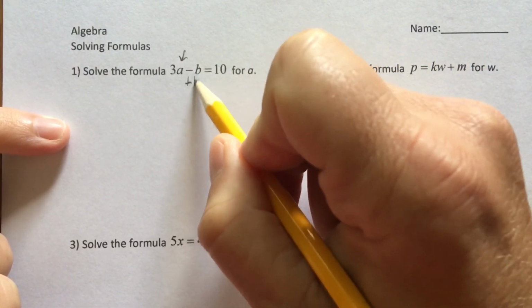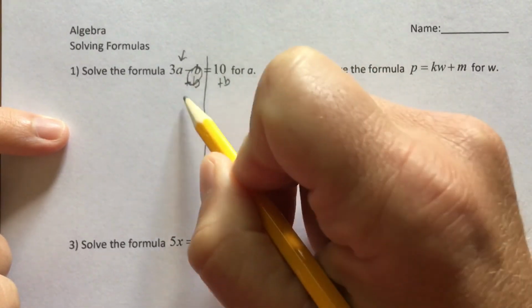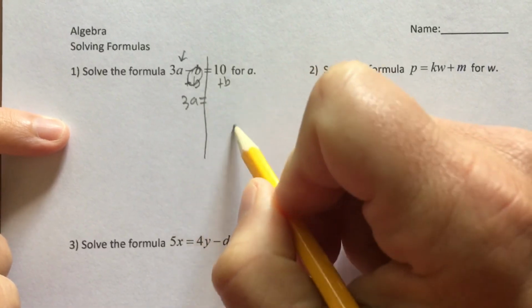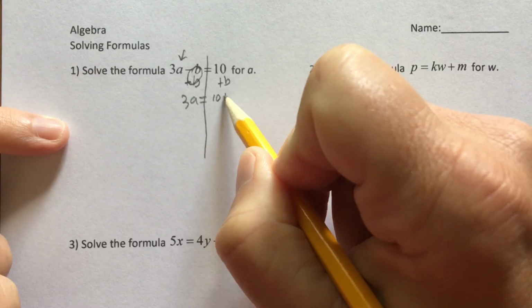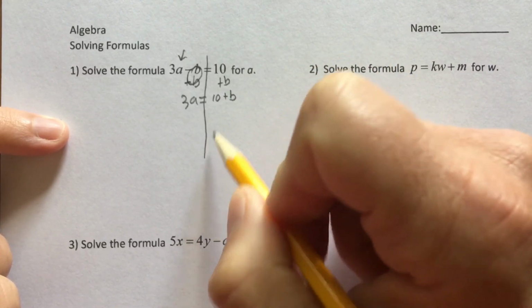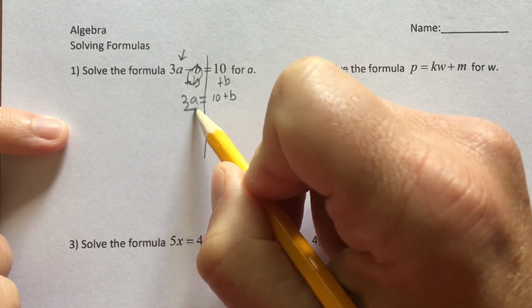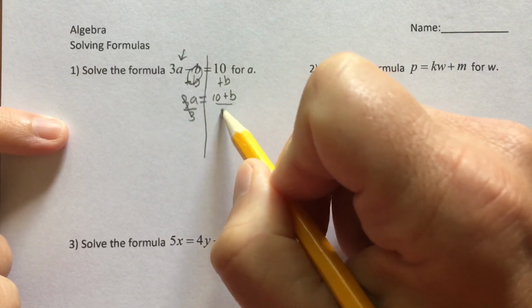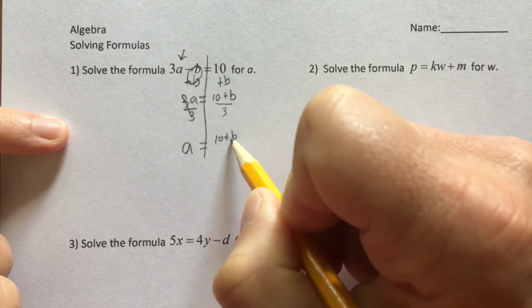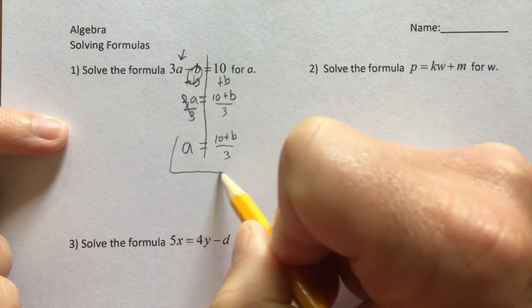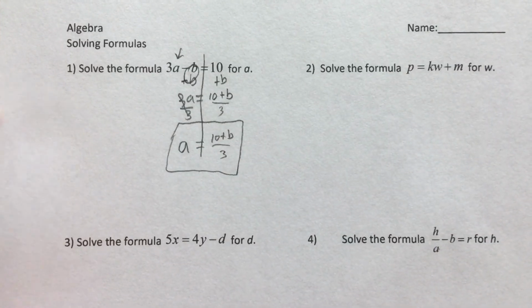So to get rid of minus b, we're going to go plus b. That's going to get rid of this and leave me with 3a equal 10 plus b. Since I don't know what b is, I can't make that anything other than 10 plus b, so I just leave it. I need to get rid of this 3. It's multiplying a, so I'm going to divide by 3, and I get a equals 10 plus b divided by 3. Again, since I don't know what b equals, that's as far as I can go in solving that.